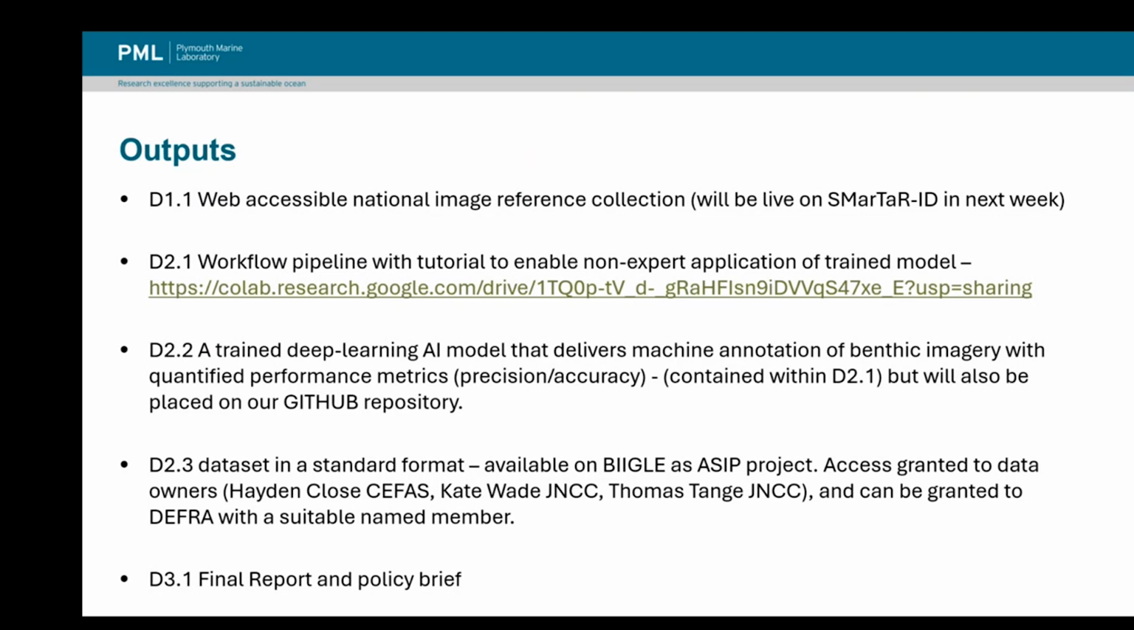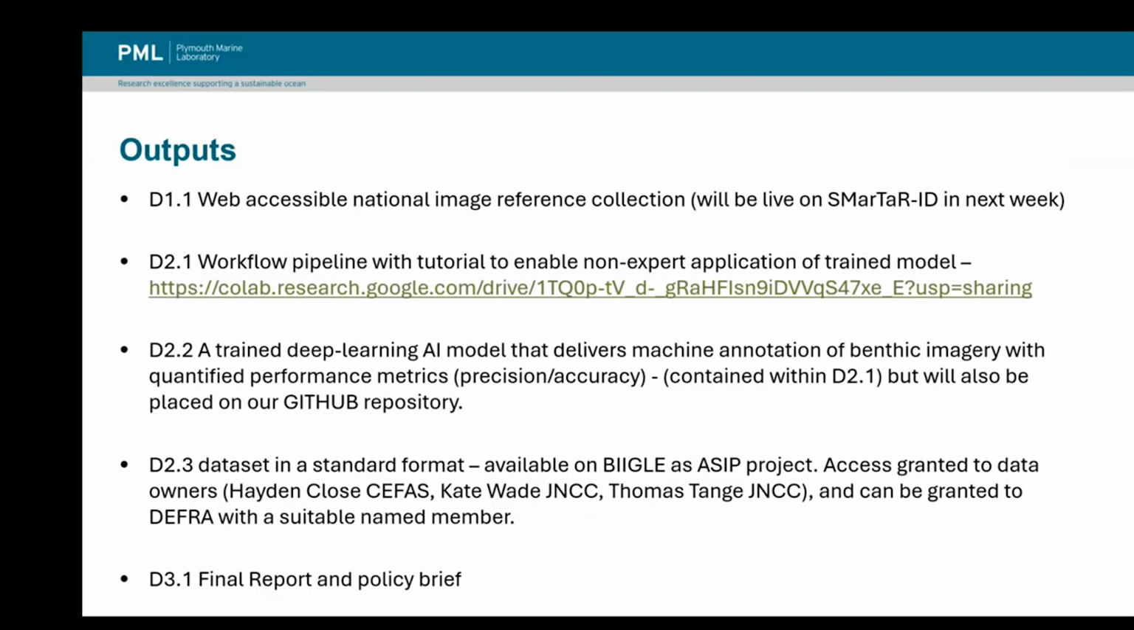But we've also got the whole training data set itself, which is in Beagle, and it's not ours to give access to, but it's with JNCC and Defra and the data owners, CEFAS, and so it's there for using. We have a trained AI model that is in a GitHub repository, but we also have a workflow pipeline that enables you to apply the AI model to your own data sets, and I'll show you that in a sec.